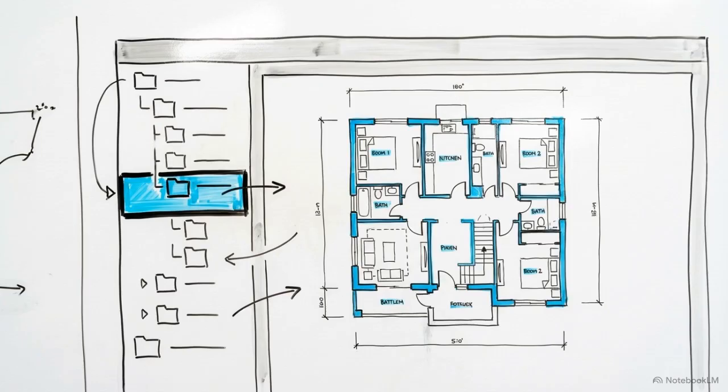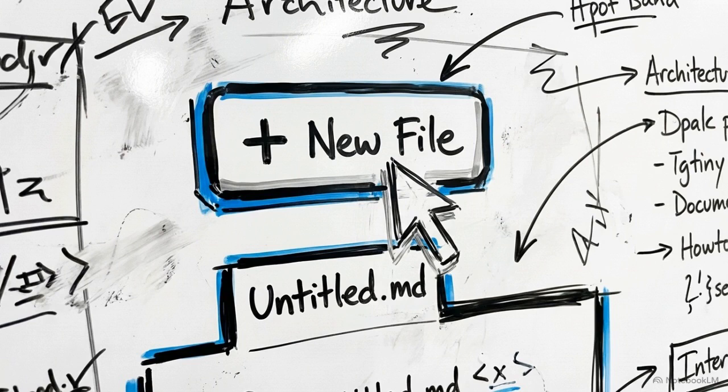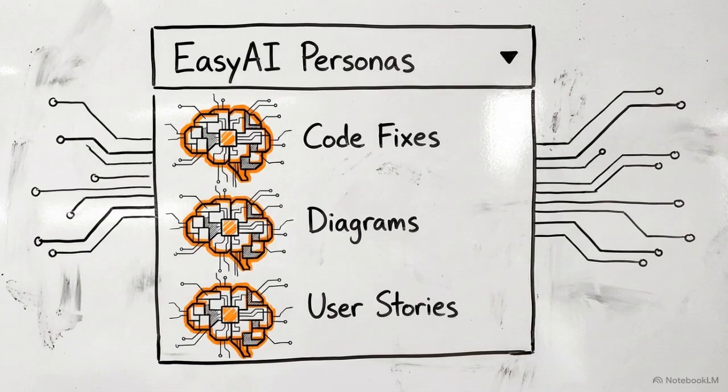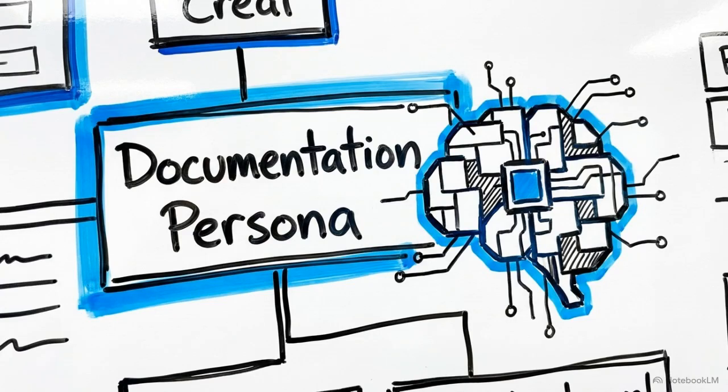Step 1. Launch Easyeditor and open your existing local Git repository so it populates the File Explorer sidebar. Create a new blank Markdown file. This will serve as the destination for our generated documentation. The core engine driving this automation is the Easy AI Personas framework. Navigate the user interface, open the Easy AI drop-down menu, and select the documentation persona.